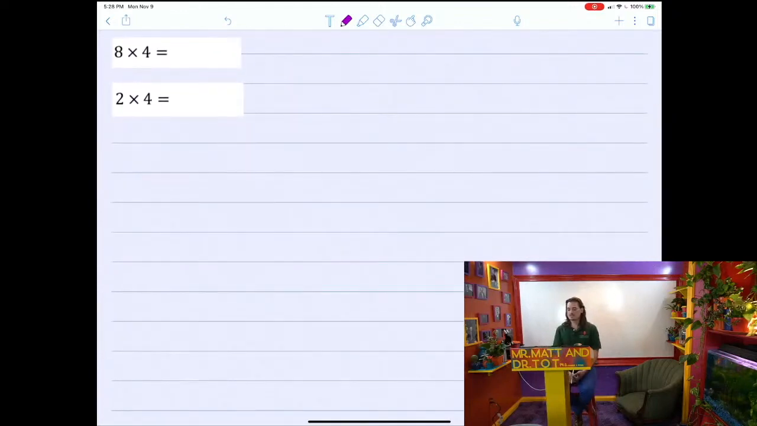And the last two sets here, let's look at 8 times 4 and 2 times 4. I'll give you 2 minutes, and then we're going to move on to two-digit numbers.